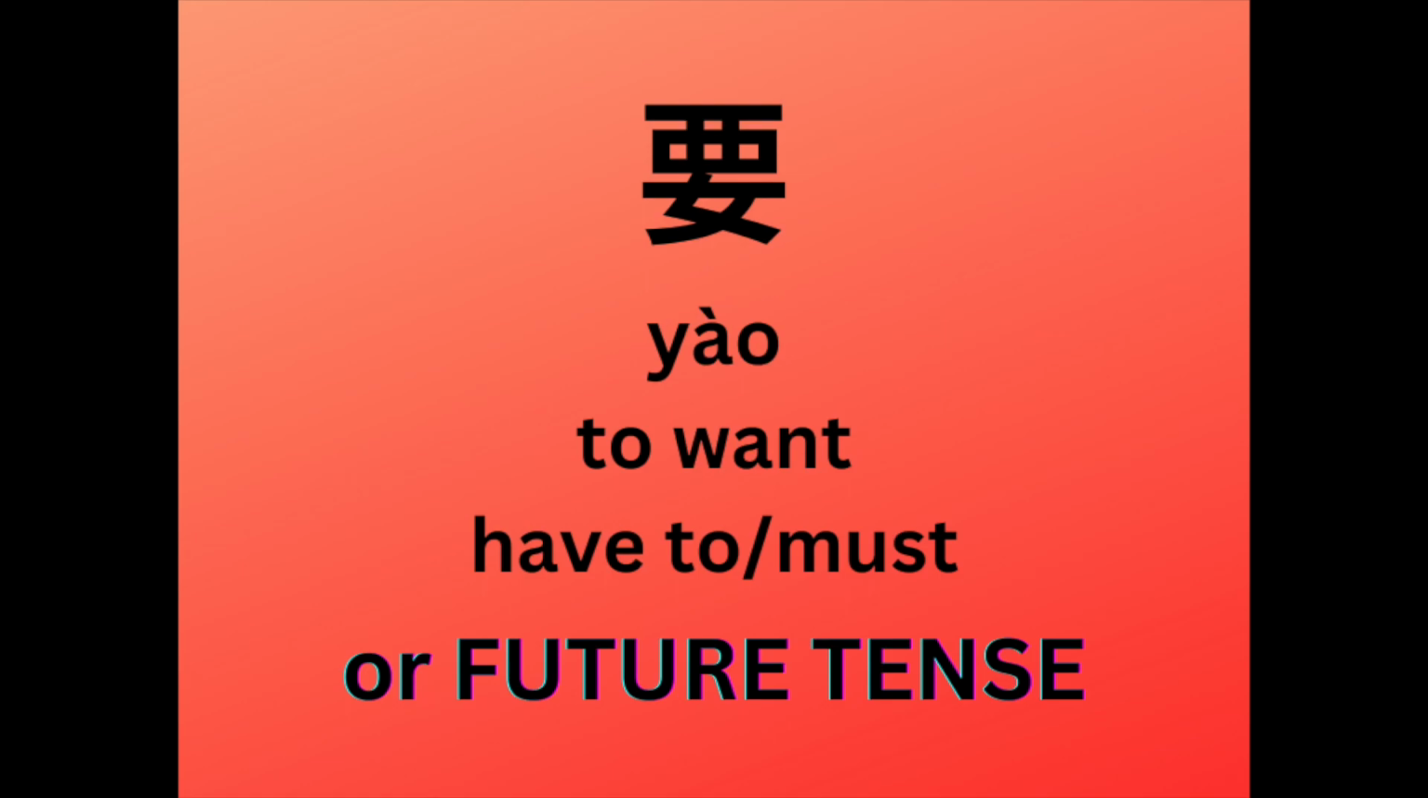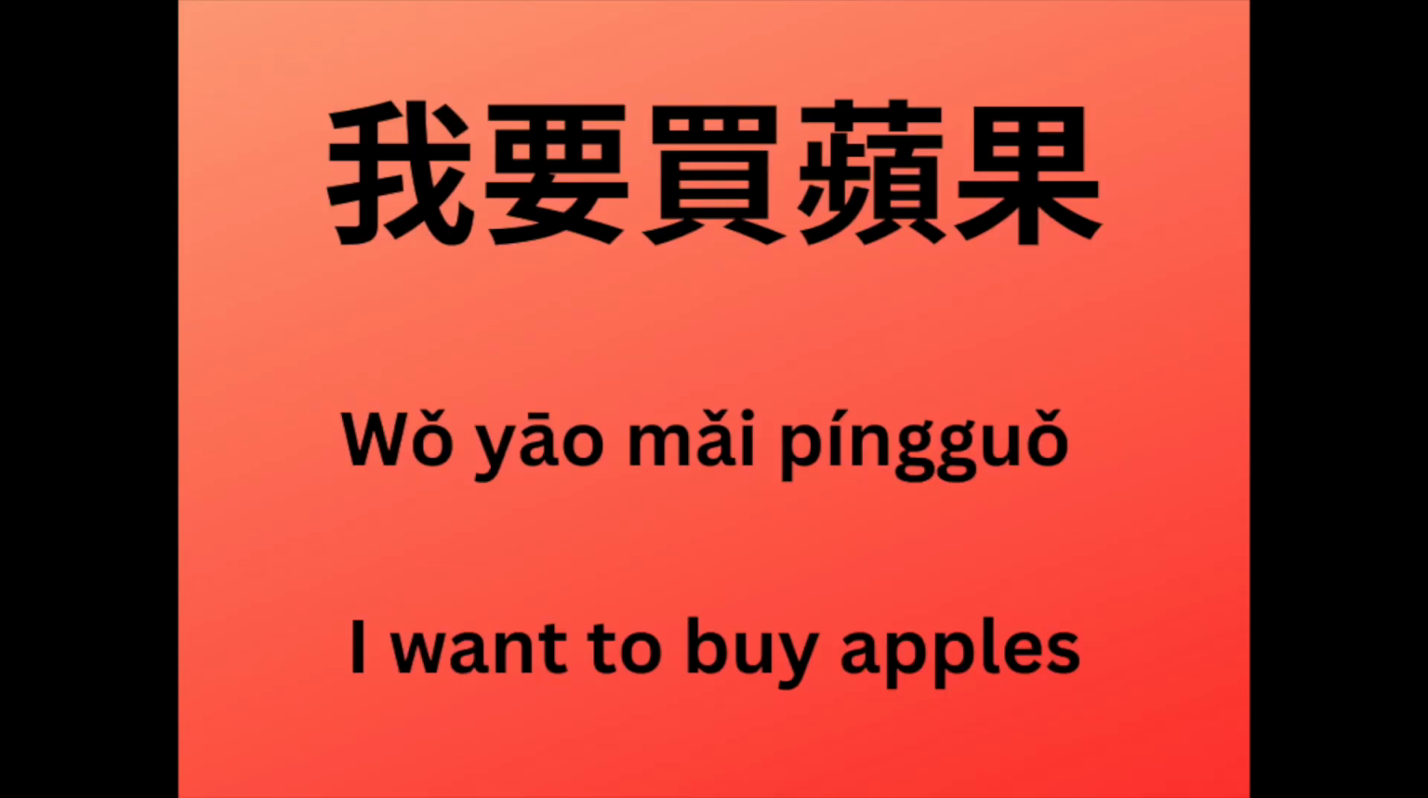If you really want to emphasize that something is about to happen in the future, you can use the word 要. 要 also means to want to. For instance, 我要买苹果 means I want to buy some apples. 我要买苹果. But 要 can also be used together with the future tense.